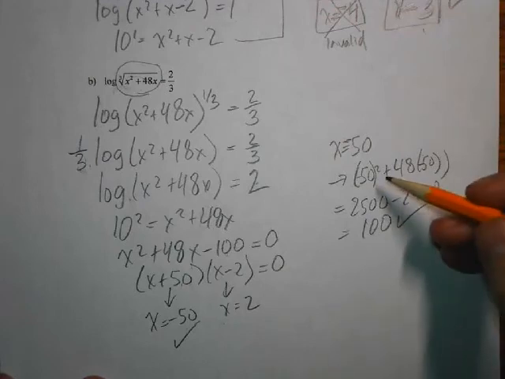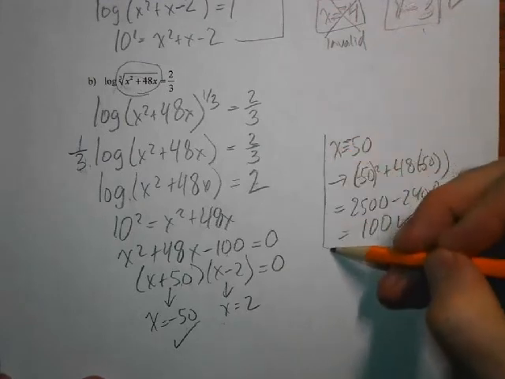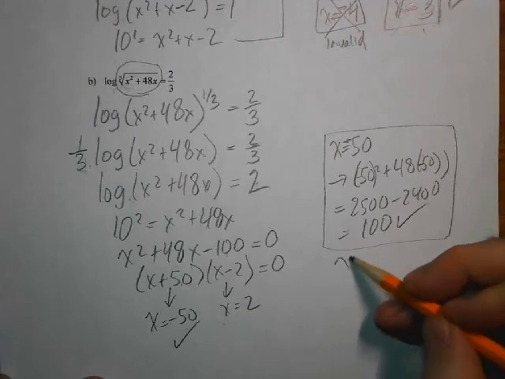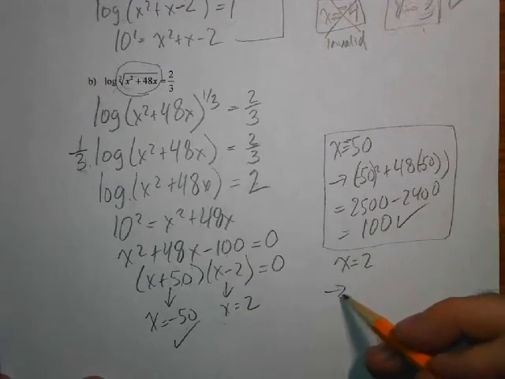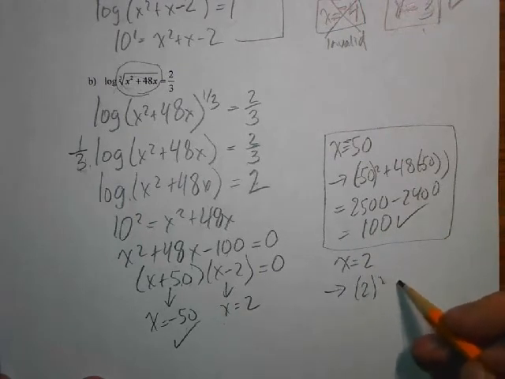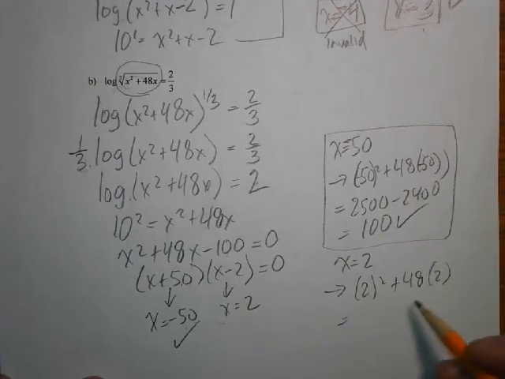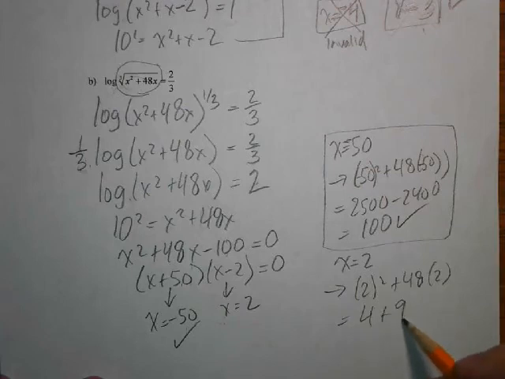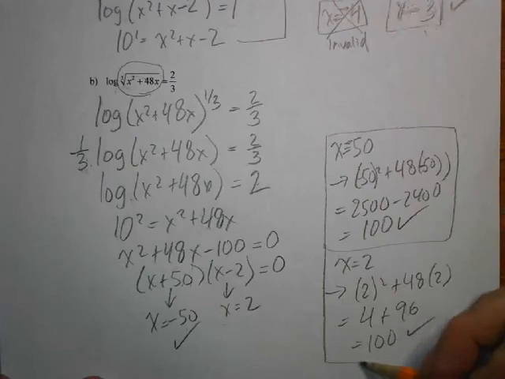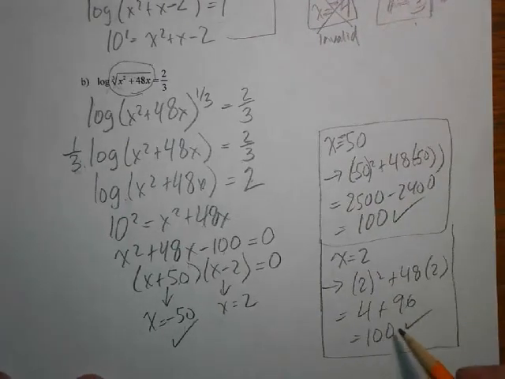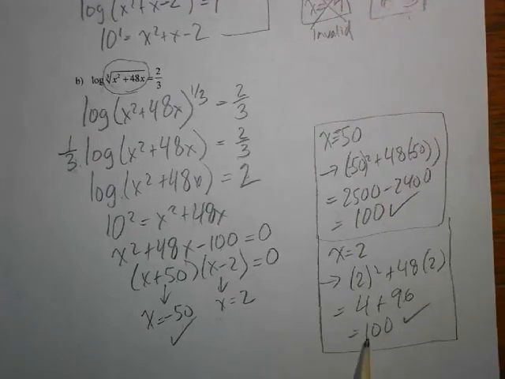Okay, and then we're going to try the second one. X equals 2. So we get 2 squared plus 48 times 2. And this looks very positive as well. 4 plus 96 is 100 also. So since 100, take the cube root of anything that's positive, I'm going to get a positive result. So both of these are actually valid.